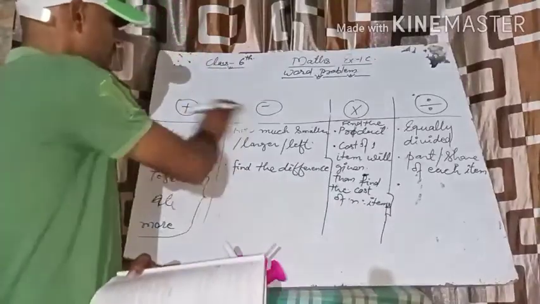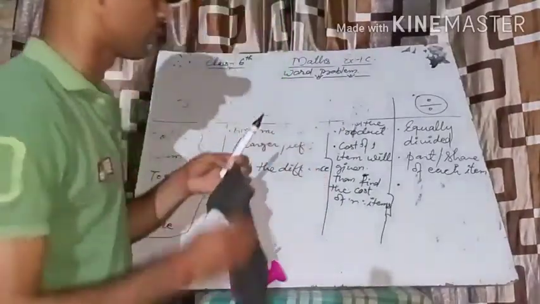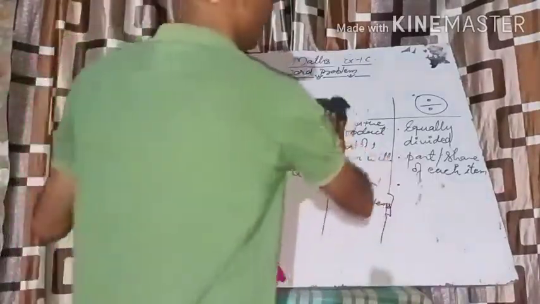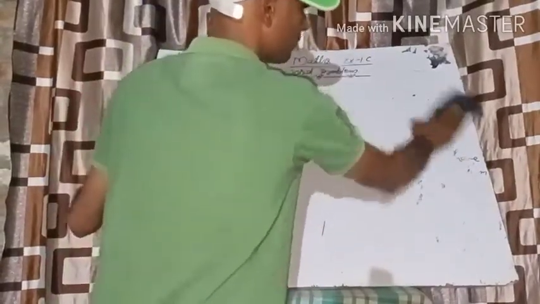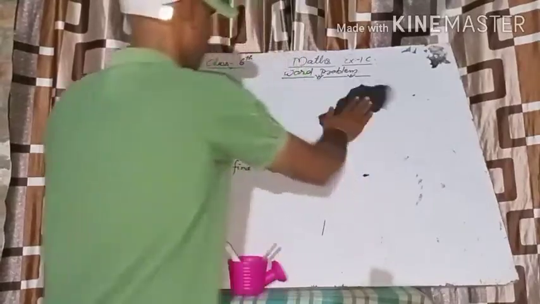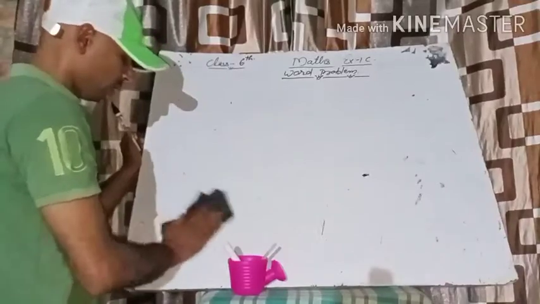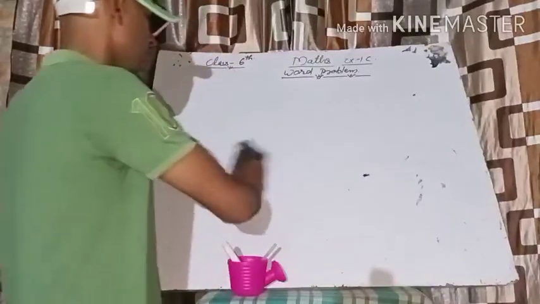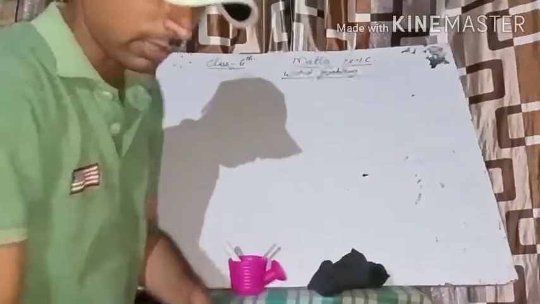Let's start your exercise. In exercise 1C there are 30 questions, so it is impossible to complete all 30 questions in one period. That is why I gave you the idea of how you can easily solve word problems. With the help of this trick you can try these questions and definitely solve them. Now let's start with the first question.